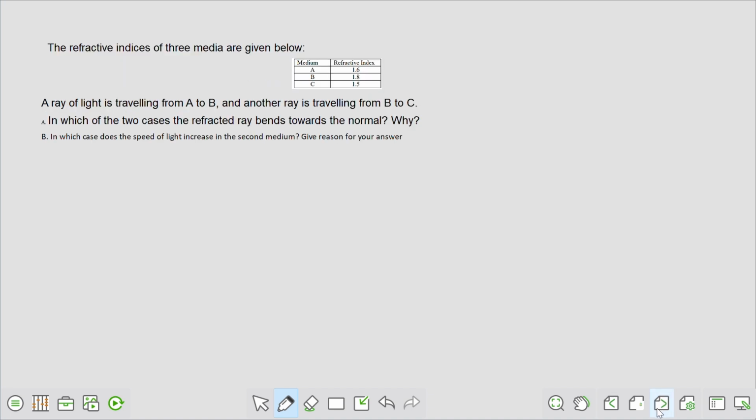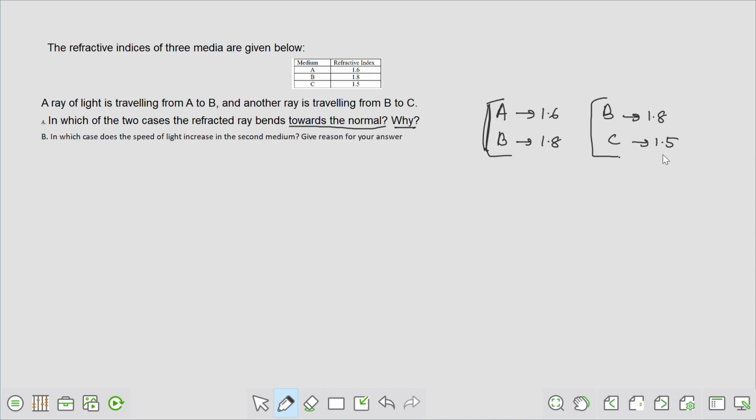So let's move to the next question. The refractive indices of 3 media are given below. A, B, C, 3 media are given and the refractive index is also given. A ray of light is traveling from A to B. So A is 1.6, B is 1.8. And another ray is traveling from B to C. So B is 1.8 and C is 1.5. In which of the two cases does the refracted ray bend towards the normal and why? So these are the two cases given. Light rays passing from A to B and B to C.